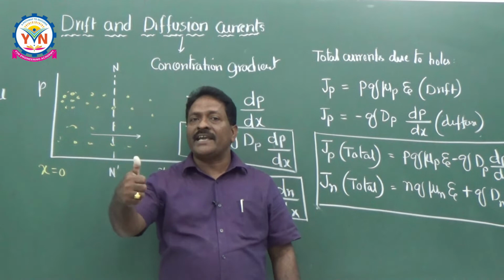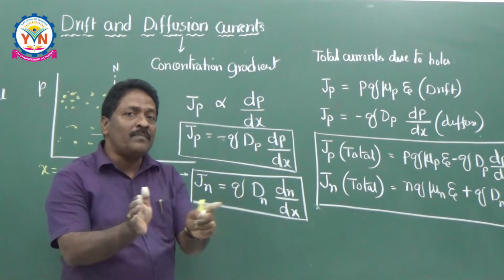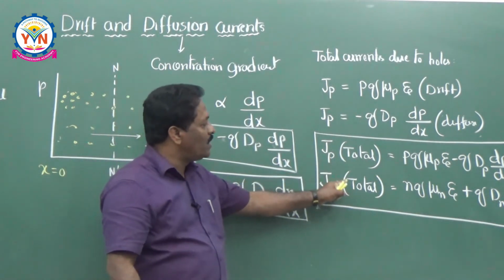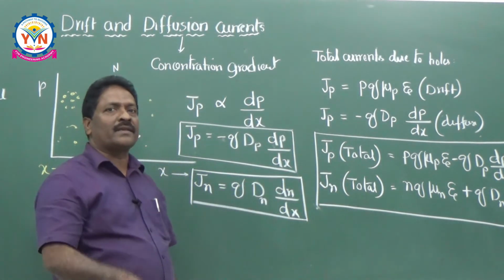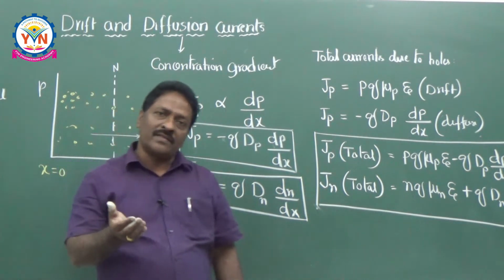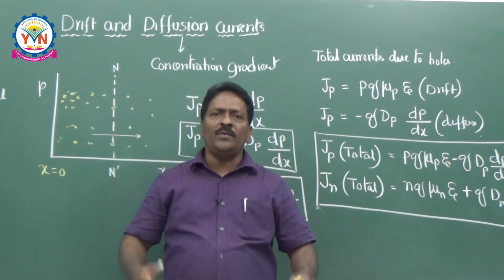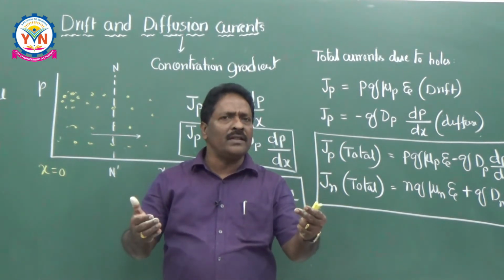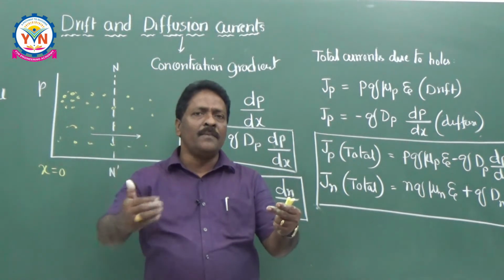The drift current and diffusion current expressions are already given here. If you sum up these two expressions, you are going to get the total current. But remember friends, here one more excellent concept: the mobility concept, which we have already seen. What do you mean by mobility? As I told in the last class, mobility means ability to move.